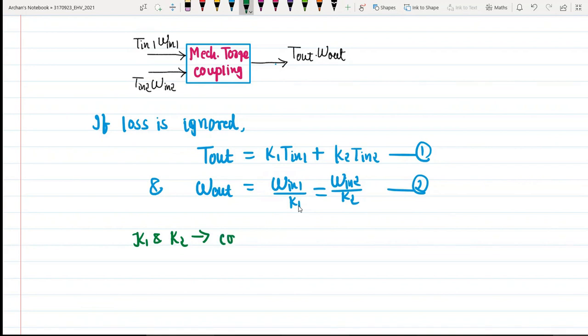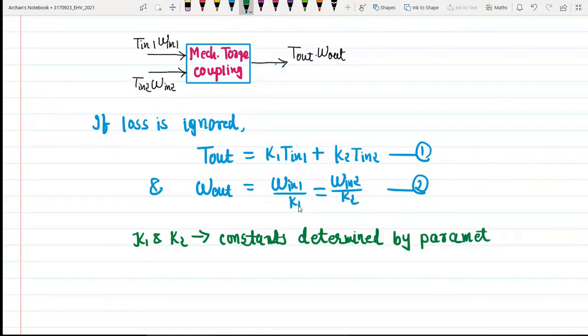Okay. They are constants determined by parameters of torque coupling, right? So this will be the case.